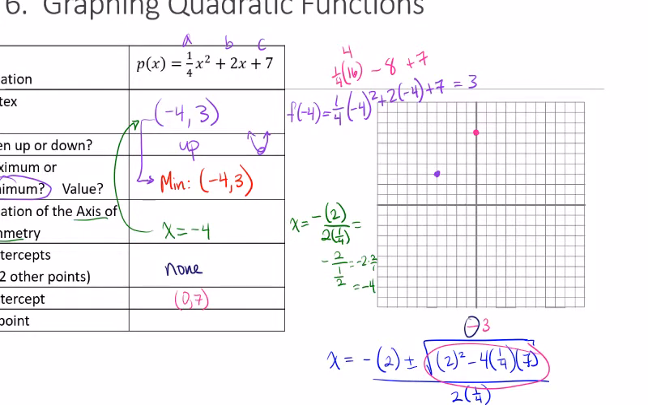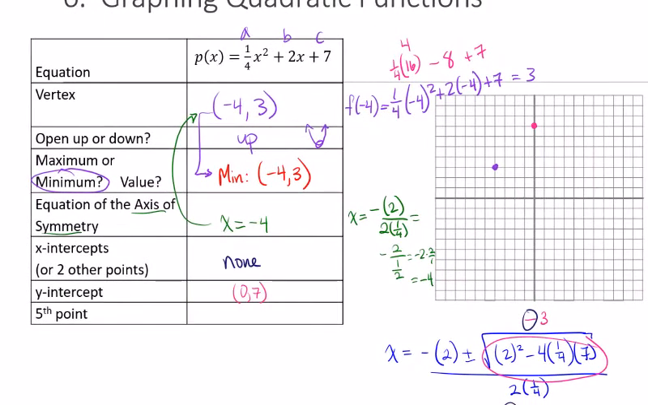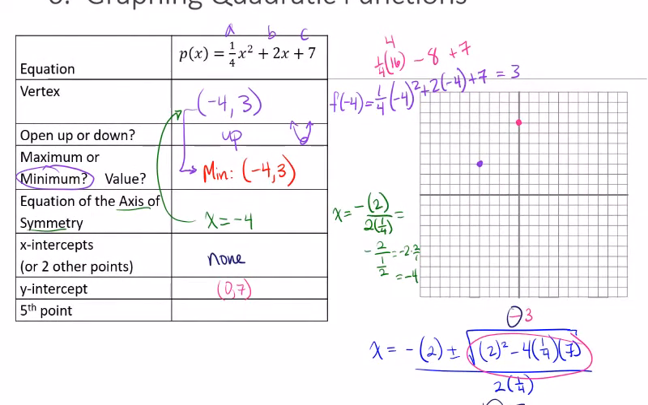Well, we already mentioned that our minimum is at (-4, 3), right? So if that's our minimum, we're not going to go below 3 on the y-axis. So therefore, we're not going to cross, right? We know that we're going up from here, and so we're not going to have any x-intercepts in this case.